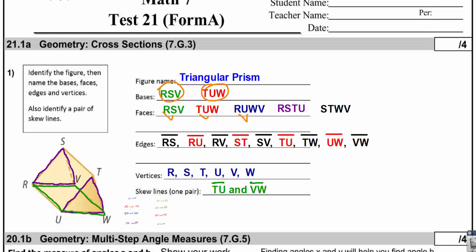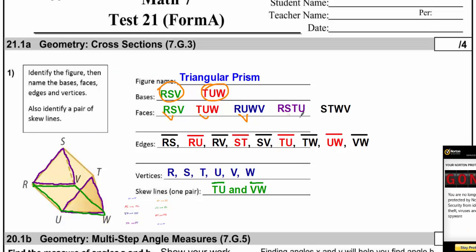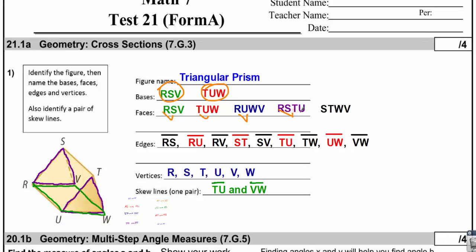There are two more faces, the face RSTU and the face STWV. Then we get to the edges. This figure has 9 edges. You can visualize it takes 3 edges to make this triangle and 3 edges to make that triangle and 3 edges to connect them. And here are the 9 edges.